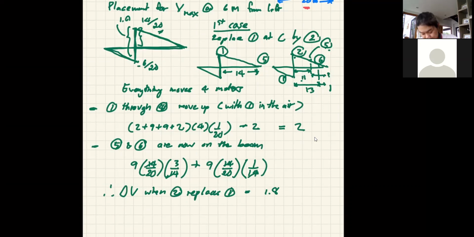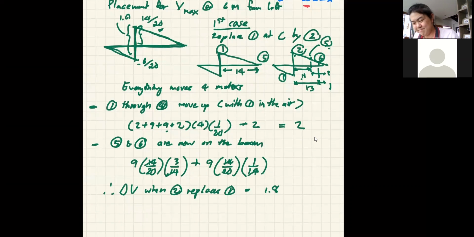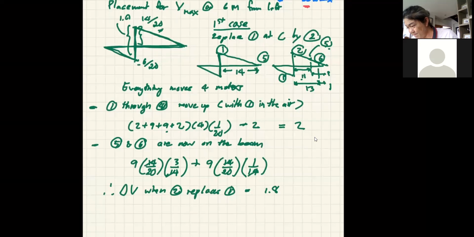Okay. But yeah, let me, okay, so that's, no, sorry, that's 22. 22 multiplied by 4 divided by 20 minus 2. That's a 2.4. Okay, so that's the 1.8, right? So that has to be 4.2 tons.